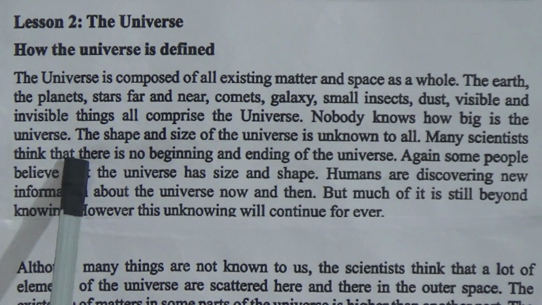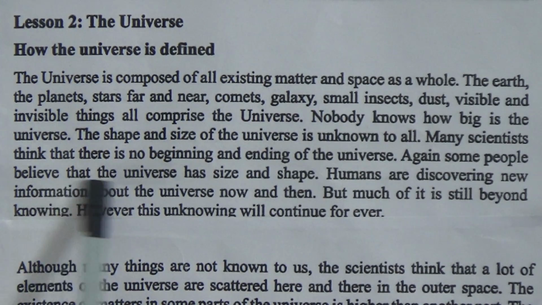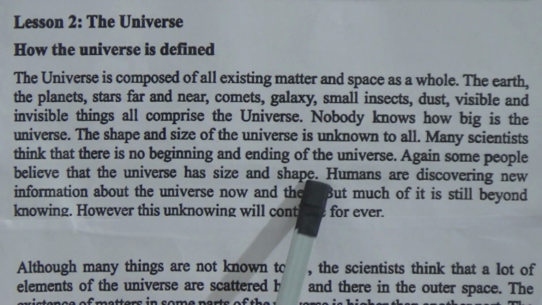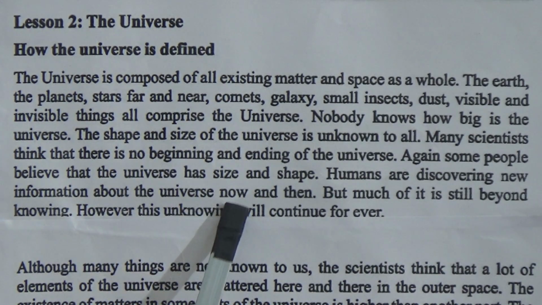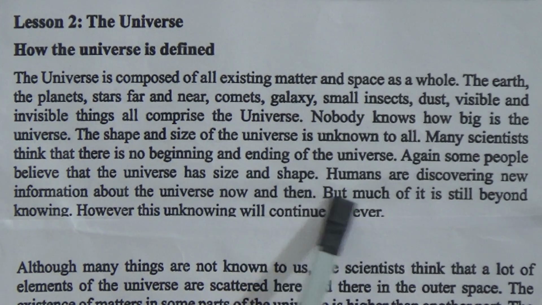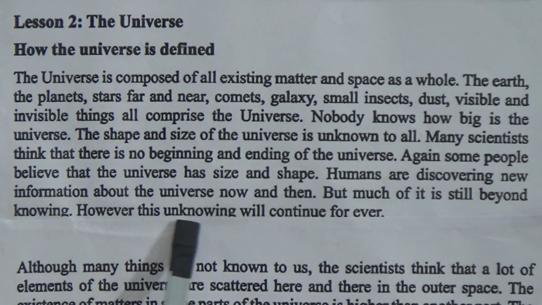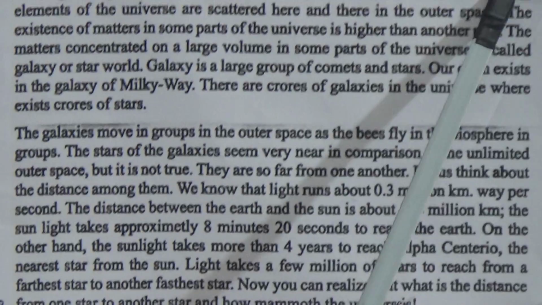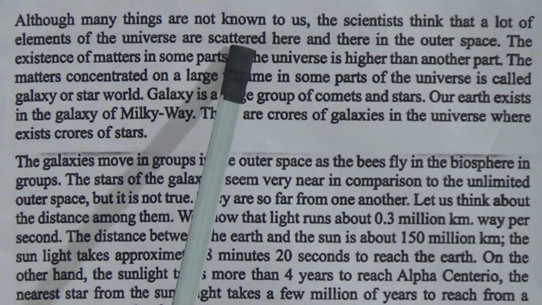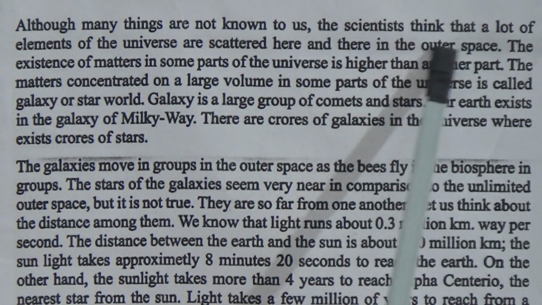Many scientists think that there is no beginning and ending of the universe. Again, some people believe that universe has size and shape. Humans are discovering new information about the universe now and then, but much of it is still beyond knowing. However, this unknowing will continue forever. Although many things are not known to us, the scientists think that a lot of elements of the universe are scattered here and there in the outer space.